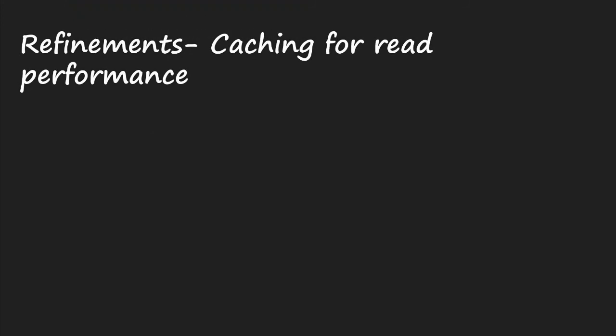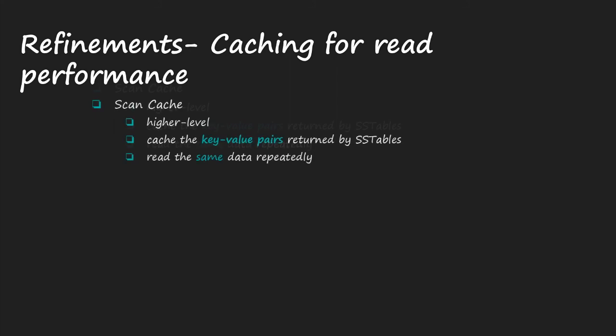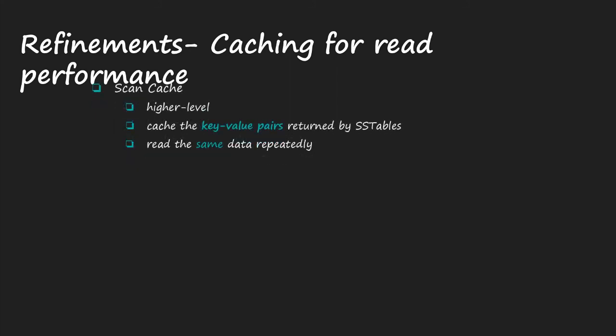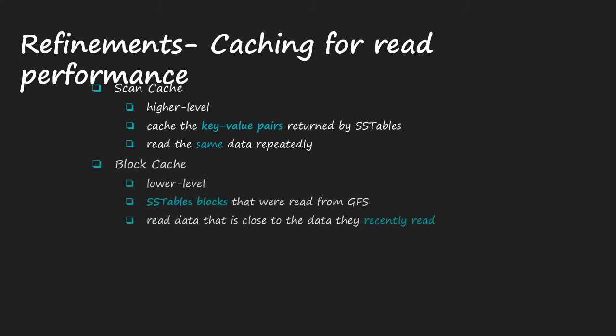The next one is caching. Bigtable uses two kinds of caching for read performance. The first one is the scan cache. It's a high-level cache that caches the key-value pairs returned by SSTables. It works well for reading the same data repeatedly. The second cache is the block cache. It's a lower-level cache that caches SSTable blocks. It helps read performance for data that is close to data that was recently read.